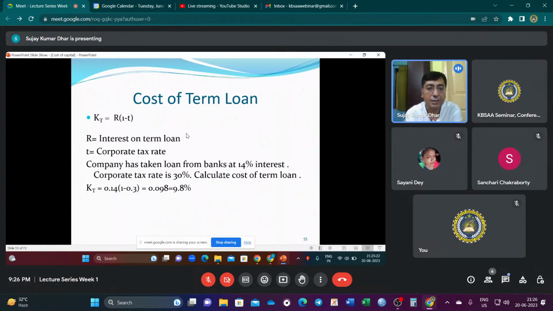Company has taken loan from banks at 14% interest, corporate tax rate is 30%, calculate cost of term loan. 0.14 into 1 minus 0.3, so 9.8%. Just try to understand. Company is paying 14% interest. But on this 14%, company need not pay tax. So what is the 30% of 14%? 4.2. So 14% interest they are paying, but 4.2% tax they are saving. So ultimately, cost of term loan comes down to 14 minus 4.2, 9.8%.